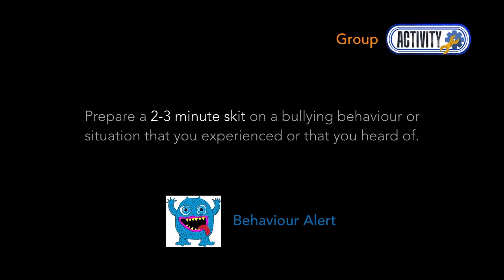This activity was done in groups of 3 to 4. Each group prepared a 2 to 3 minute skit on a bullying behavior or situation. This is a bit of an invitation for some rowdy and aggressive behavior. So we reminded the class that a group activity is an opportunity to practice good character traits and behaviors like cooperation, collaboration, respect, and consideration. The students had 10 to 15 minutes to prepare a skit on a bullying behavior.